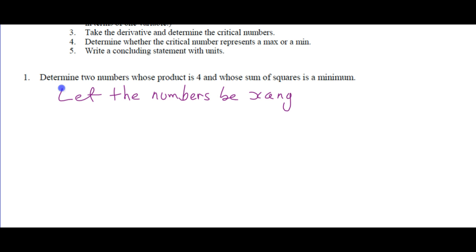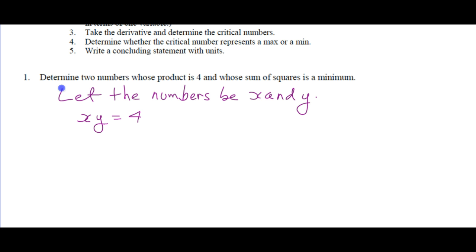Well, it does say two numbers, which implies that they're distinct, so it should be 1 and 4. It doesn't say two integers though, right? So we're looking for a number. It could be 1/4 and 16, right? 16 times a quarter is 4. Yeah. So what do we know about these two numbers? Well, their product is 4.